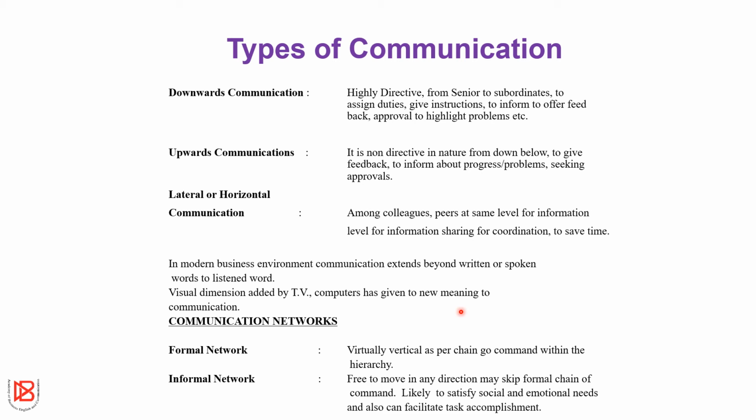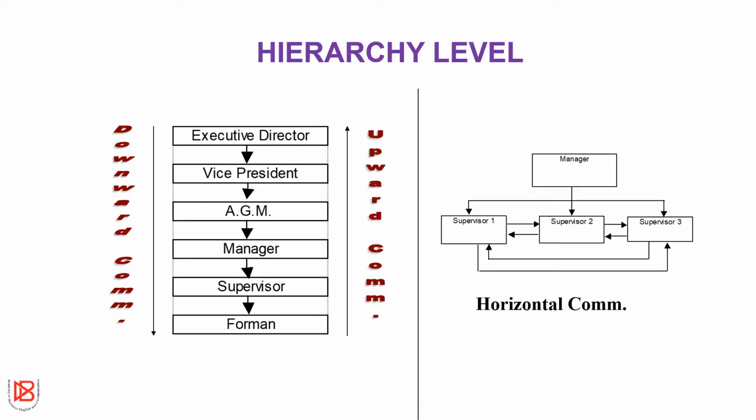Communication networks may be formal networks and informal networks. Remember, the vertical chain is command with a hierarchy, and an informal network is where it's free to move in any direction. It may skip the formal chain of command and is likely to satisfy social and emotional needs. This is what we are looking for, to facilitate certain accomplishments. Let us understand the hierarchy levels. Now we are talking about downward communication or upward communication.